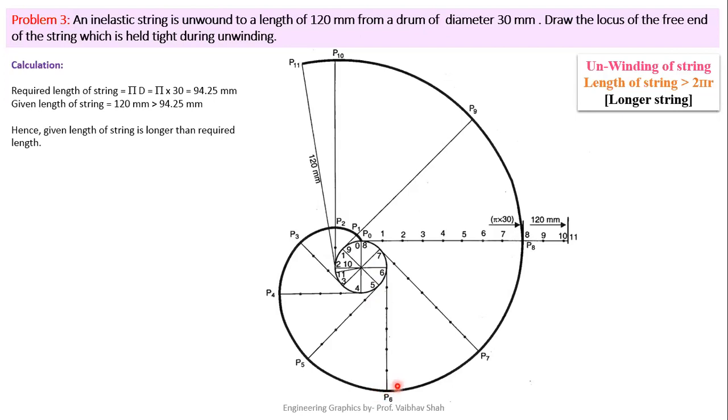You will be having P6. Now take the dimension of 0 till 7 on your rounder. Put your rounder at point number 7 and try to cut this line. You will be having P7.